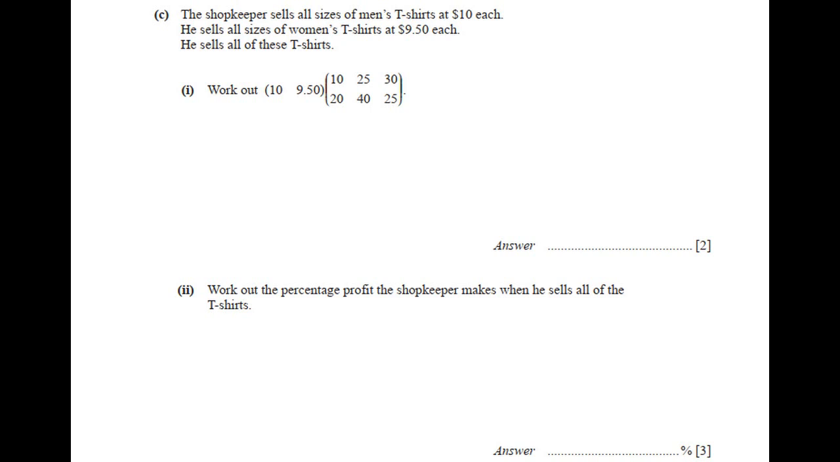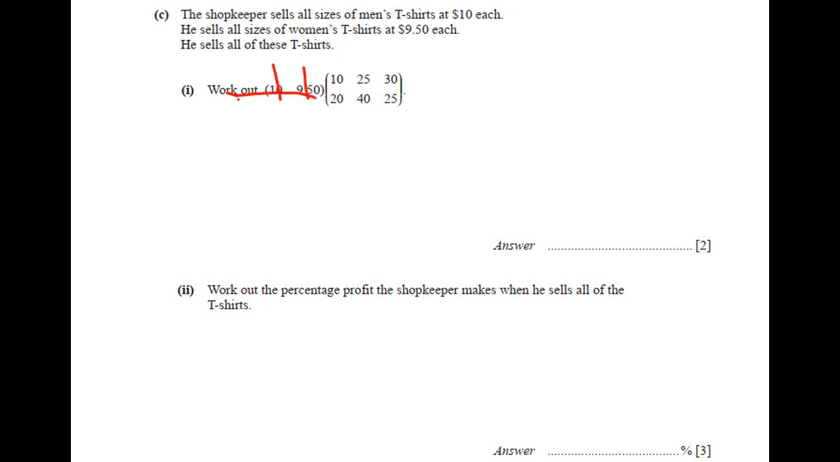The shopkeeper sells all sizes of men's t-shirt at $10 each. He sells all sizes of women's t-shirt at $9.5 each. He sells all of these t-shirts. Work out the multiplication of these two matrices. So you're supposed to multiply this first row times first column. So first let's see what the resultant matrix should look like. The order of this matrix is: it has one row and two columns.